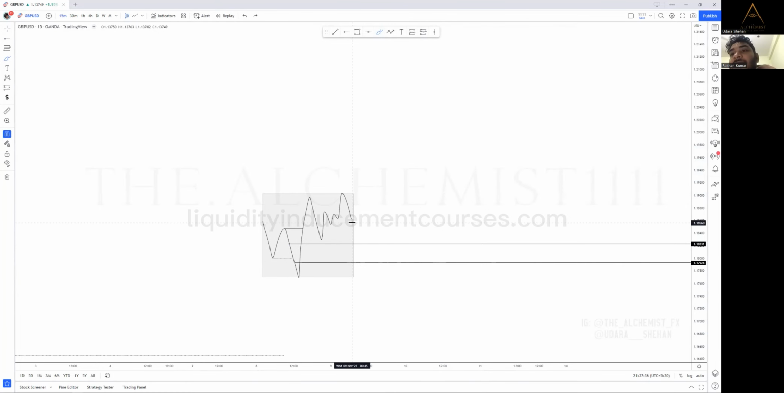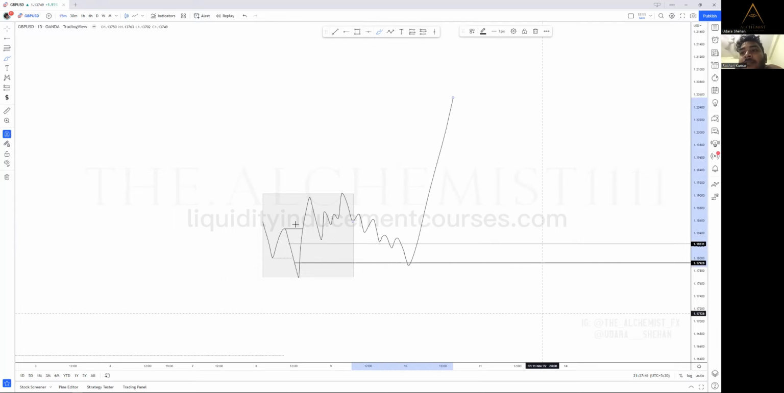Okay, London Killzone or London Open will come into either one of these zones and then go up, give you a continuation of this bullish move. Can you understand? So this mitigation happens during London Kill Zone or London Open. I'll show you examples.